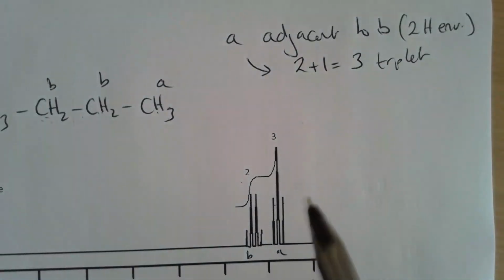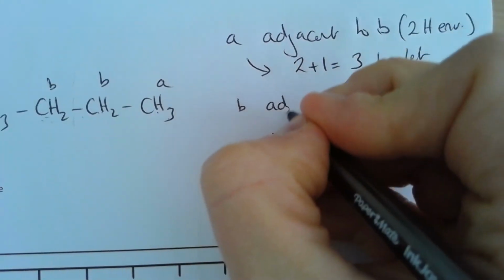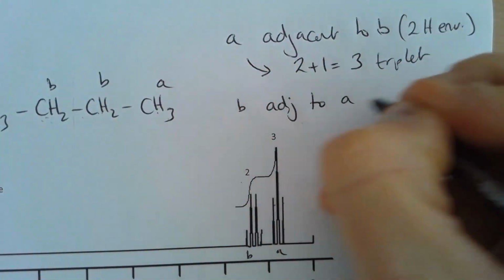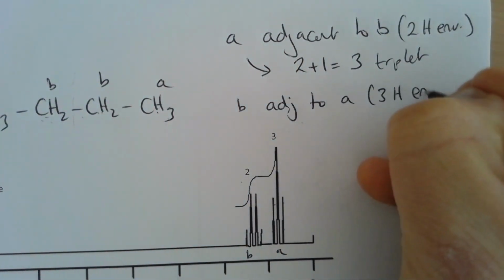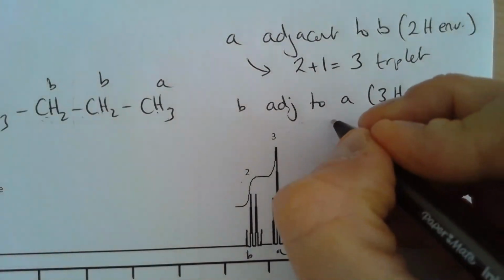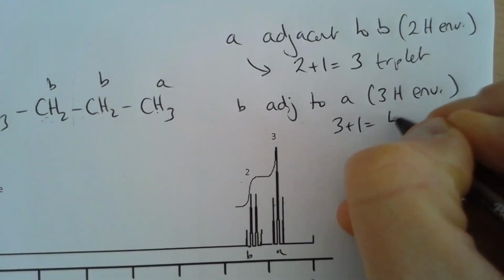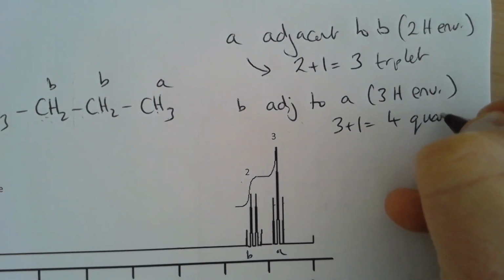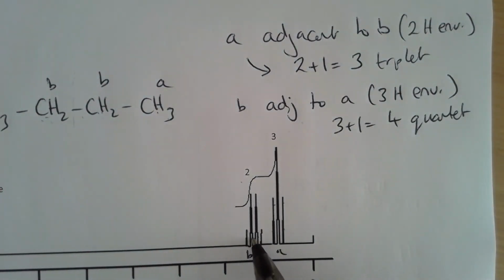Is that what we see on our spectrum? Yes, it is. B is adjacent to A. A is a 3 hydrogen environment. 3 plus 1 equals 4, a quartet. Do we see that on our spectrum? Yes, we do. So that is indeed correct.